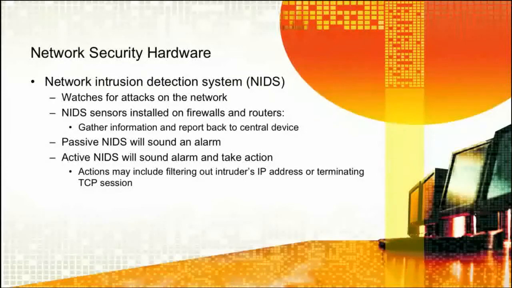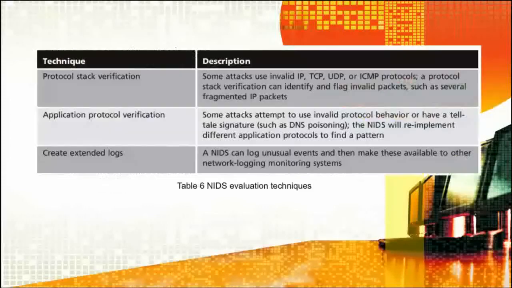Next, you have NIDS, or Network Intrusion Detection Systems. These watch for attacks over the network. NIDS sensors are installed on firewalls and routers and gather information and report back to the central device. Passive NIDS will sound an alarm, where active NIDS will sound an alarm and take some sort of action. Now, these actions may include filtering out an intruder's IP address or terminating the TCP session. Generally, we associate these actions more with a NIPS, or Network Intrusion Prevention System.